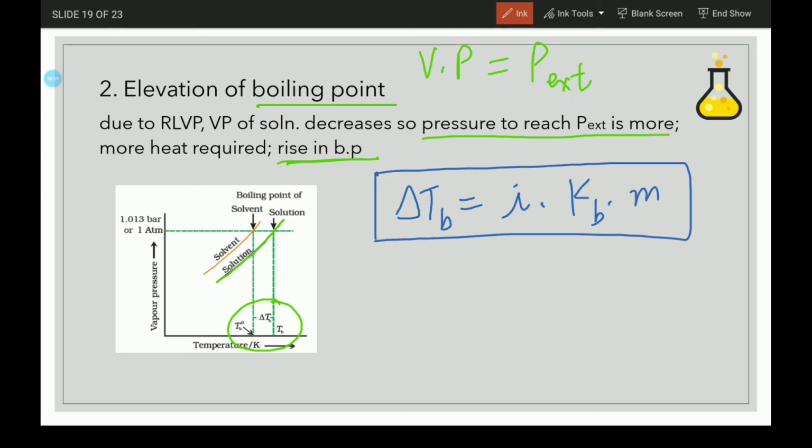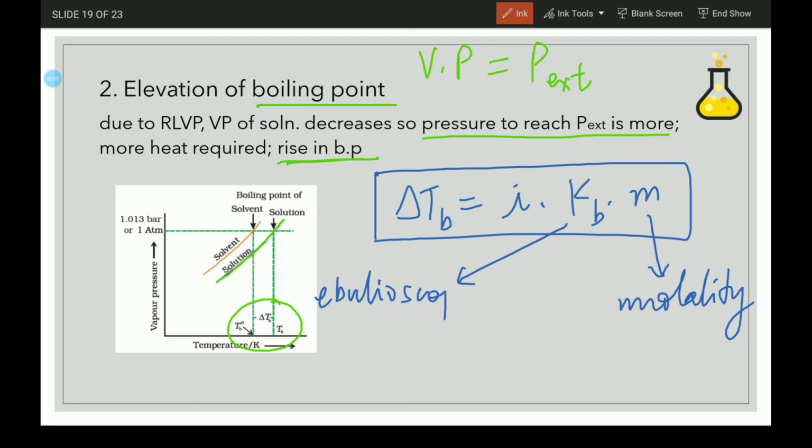I over here is the Van 't Hoff's factor. M is the molality, mind you, the temperature independent quantity, that is molality. And Kb is something that is known as the ebullioscopic constant. Quite a weird name. Ebullioscopic constant, more commonly known as the boiling point constant.